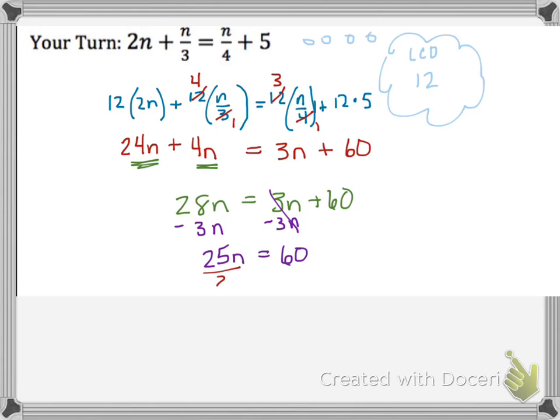And I'm going to divide both sides by 25 to isolate that variable, isolate the n, get it by itself. And that is going to give me 12/5 reduced, just kind of reducing that fraction. And I am going to leave it in fraction form. If you'd rather put it as a decimal, you certainly may, but I'm going to leave it in fraction form.